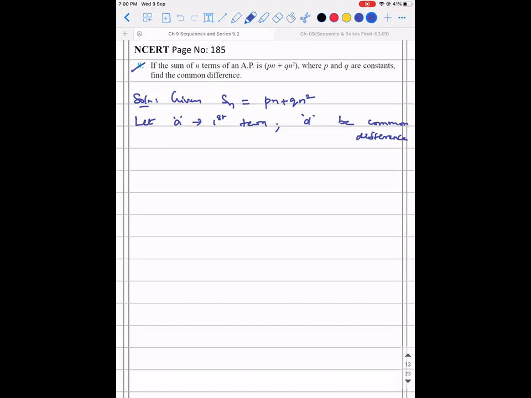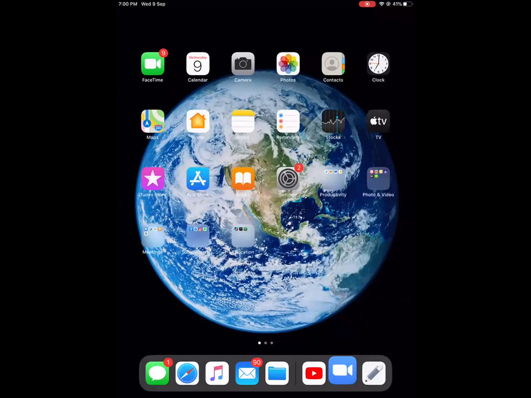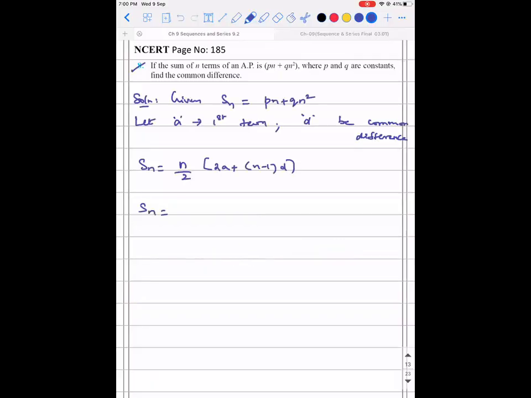So let A be the first term and D be the common difference. What is Sn, guys? n by 2 into 2A plus n minus 1 into D. Yes, sir. Okay. So Sn will be equal to A times n plus n into n minus 1 into D. So can I write this as An plus n square D minus nD? That will be n into A minus D plus n square D is Sn.